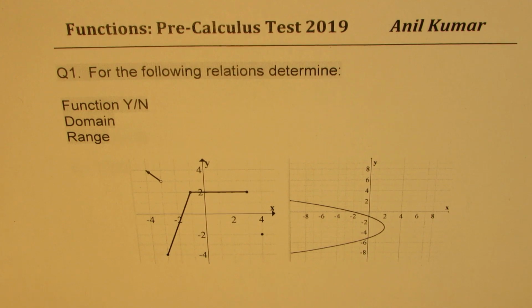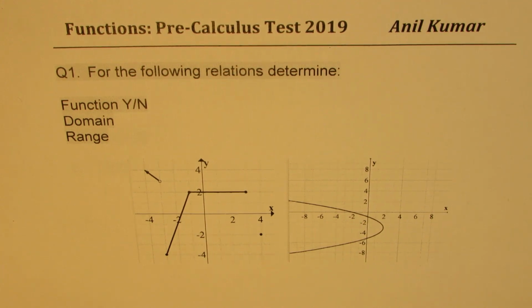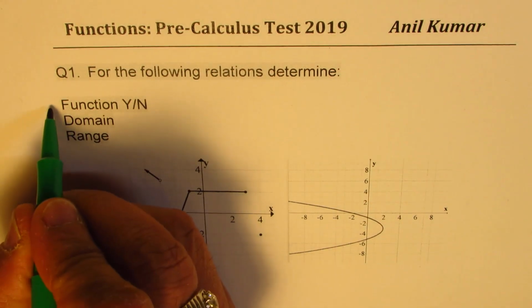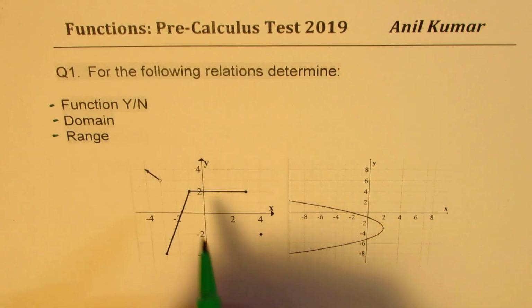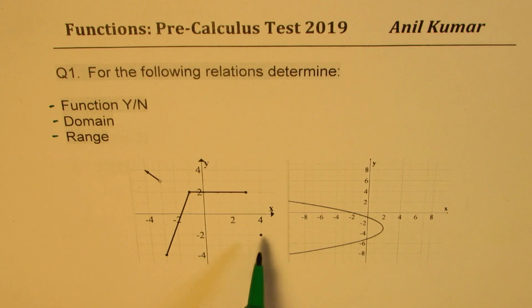Question number 1. For the following relations, determine if they are functions. You need to find the domain and range. So these are the two functions. Here is also a point, right? Keep that in mind.